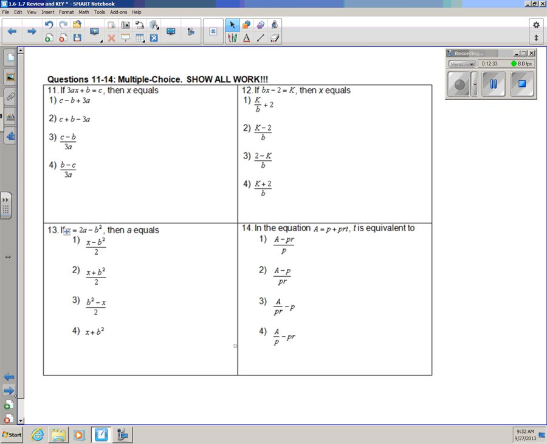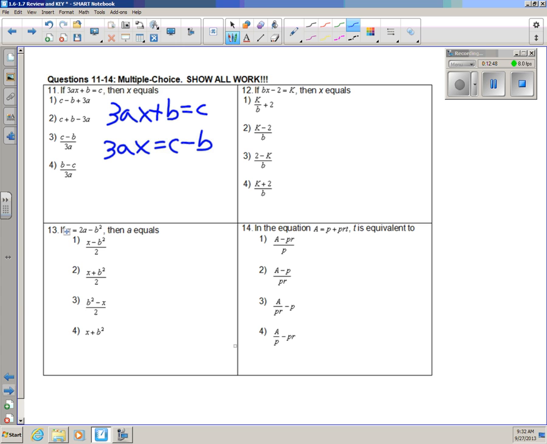Okay, multiple choice. We're looking to show some work. We want to get x alone. So I've got 3ax plus b equals c. I'm going to have to bring b to the opposite side by subtraction. So 3ax equals c minus b. X is being multiplied by 3 and a. So undo multiplication by division. X should be c minus b over 3a, c minus b over 3a, bingo, choice 3.